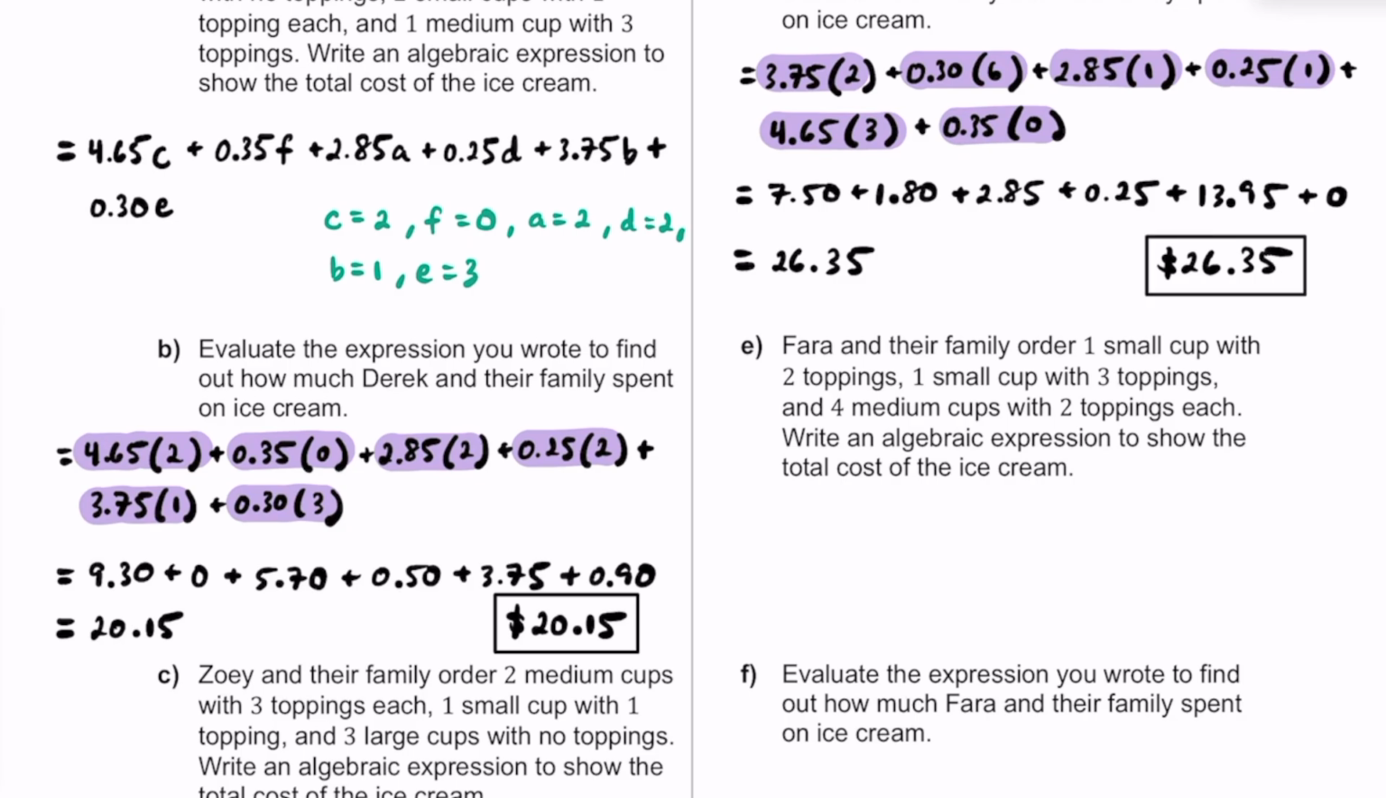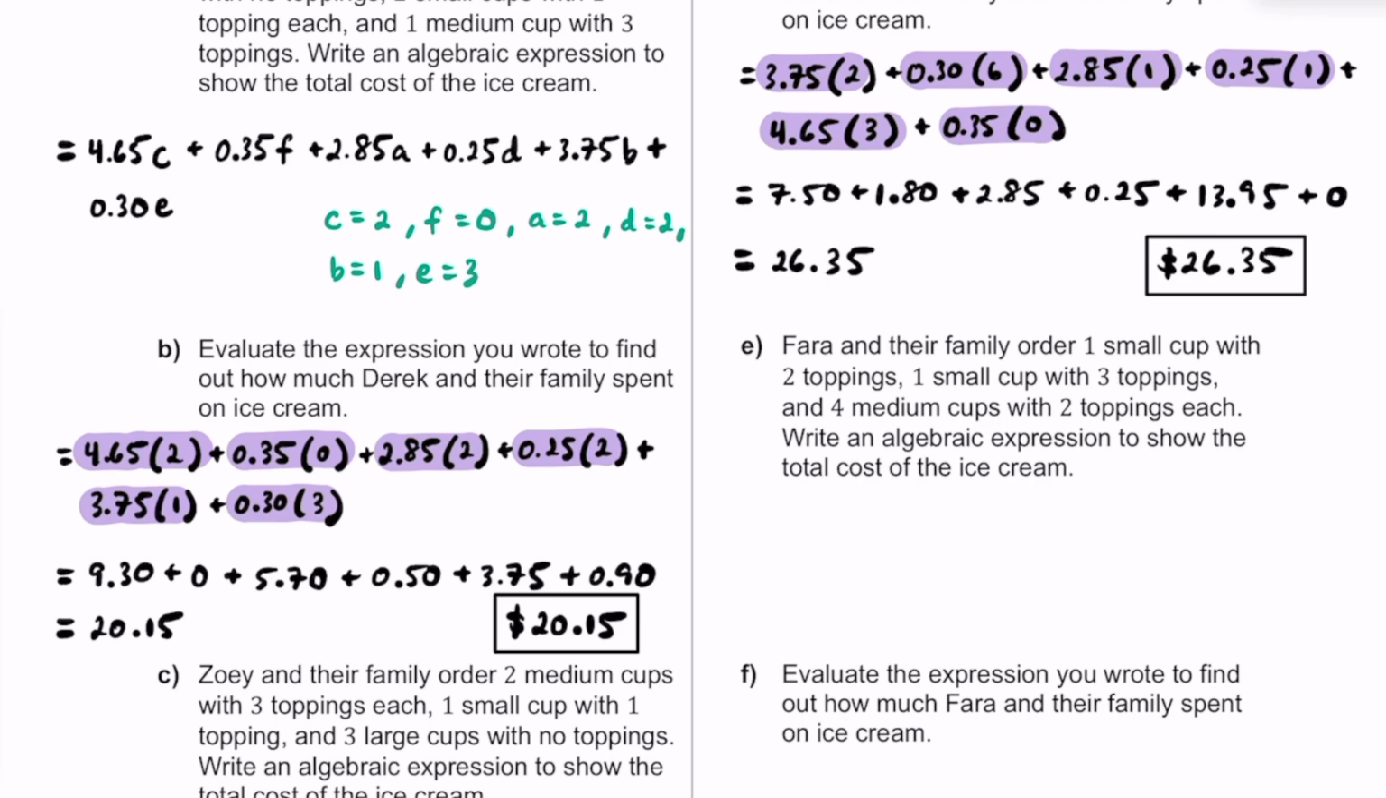All right, here is one final scenario for part E. We see Farah and their family order 1 small cup with 2 toppings, 1 small cup with 3 toppings, and then 4 medium cups with 2 toppings each here. So let's go ahead and write an algebraic expression. So let's see, 1 small cup with 2 toppings and 1 small cup with 3 toppings.